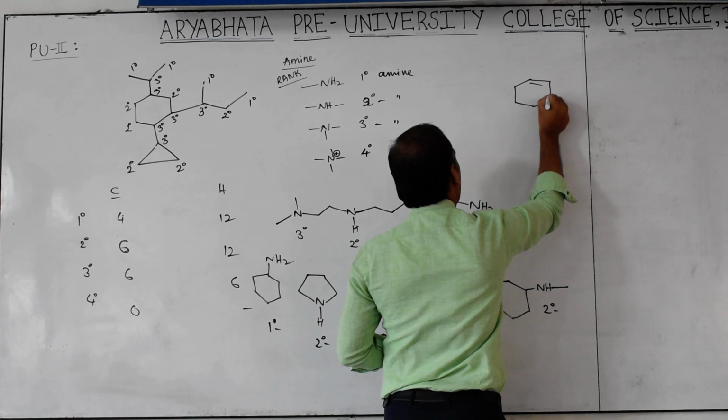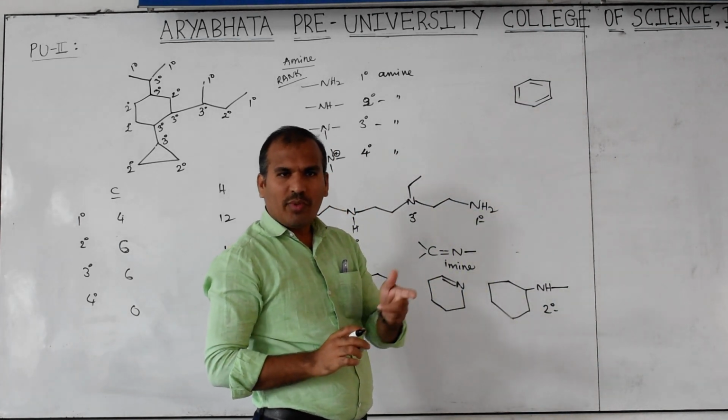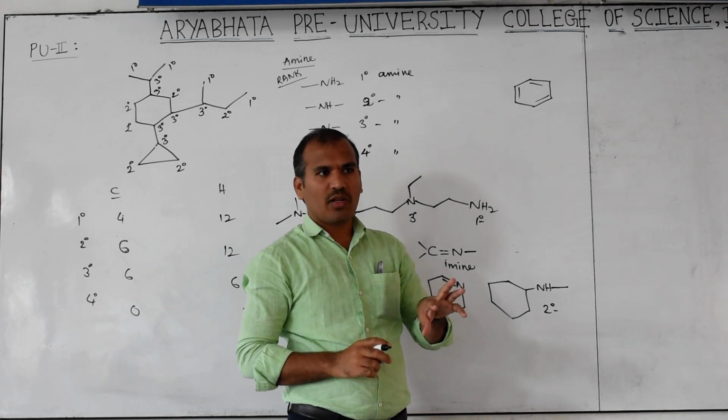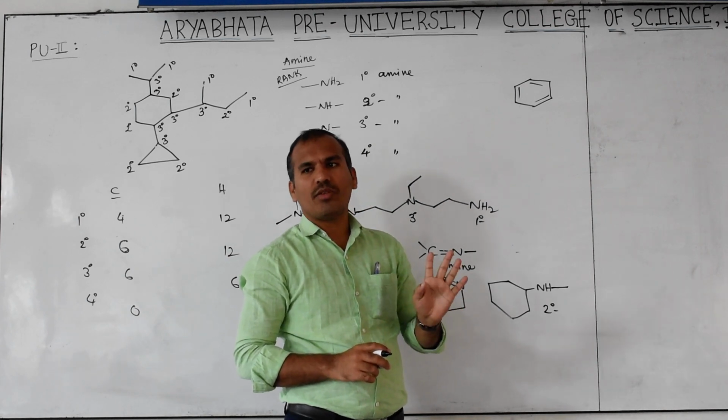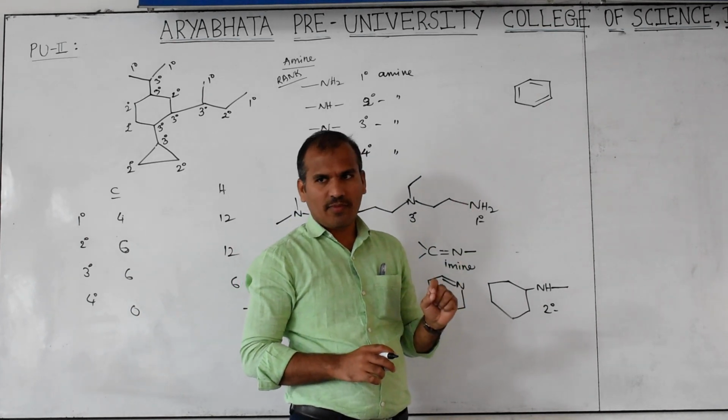A 6-member ring with double bonds, this is benzenoid. If a 4-member ring is there, non-benzenoid. 5-member ring, non-benzenoid. 7-member, non-benzenoid. 8-member, non-benzenoid. What is the point? Based on this, they may ask a question like this.